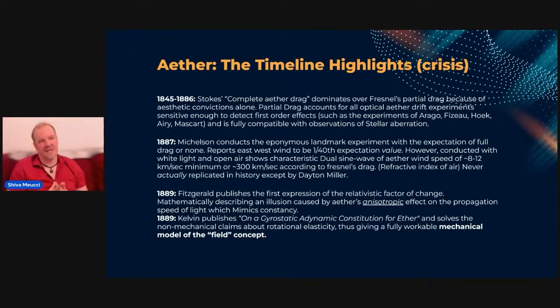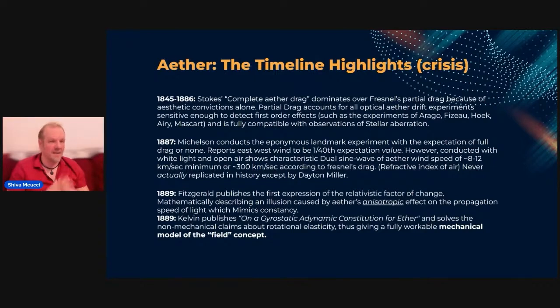1887, Michelson conducts the eponymous landmark experiment with expectations of full drag or none. He does not actually think of it or talk about it in terms of partial ether drag, because that was not the current favored ideology. And he reports an east-west wind that was 1/40th of the expectation value.